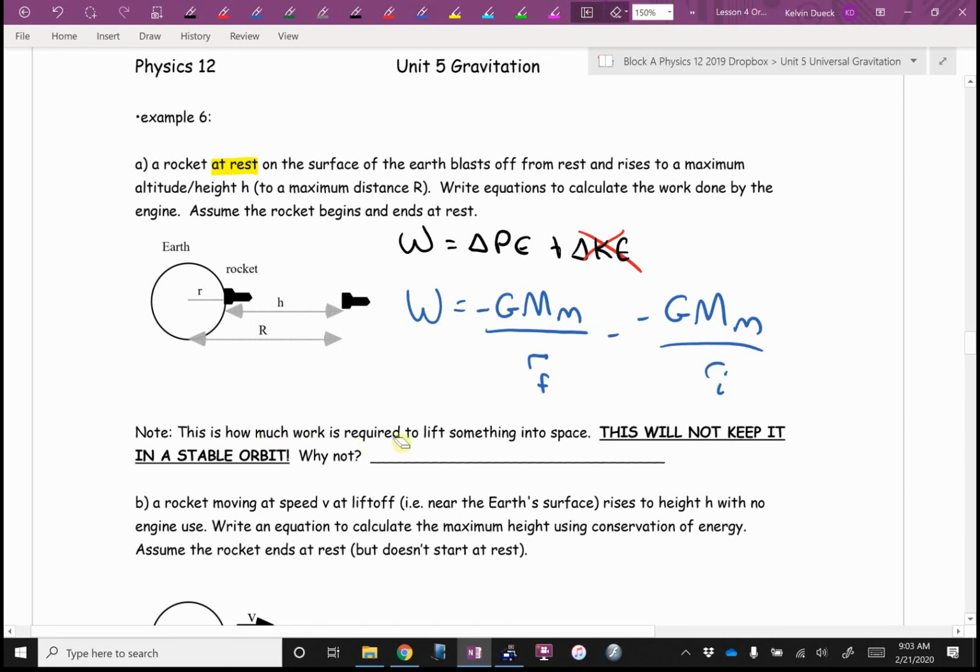Note, I wrote, this is how much work to lift something into space. Why won't this keep it in a stable orbit? Why can't you be in a stable orbit right now? What must you have to stay in orbit?